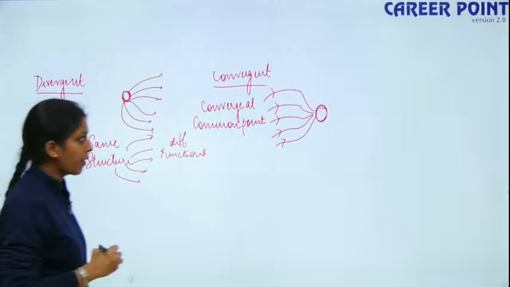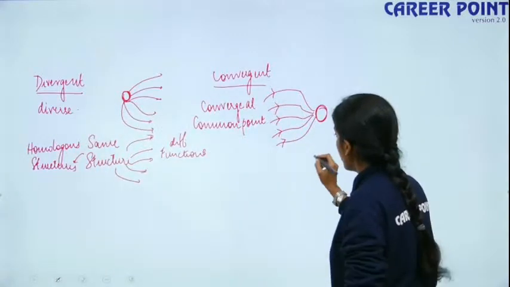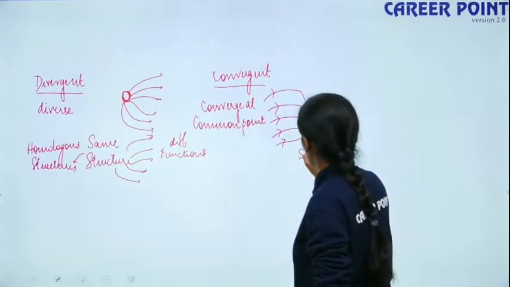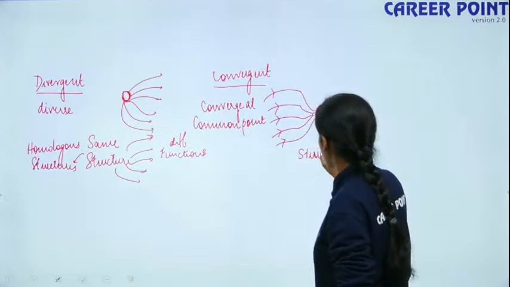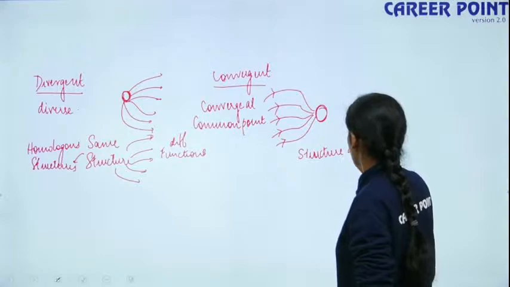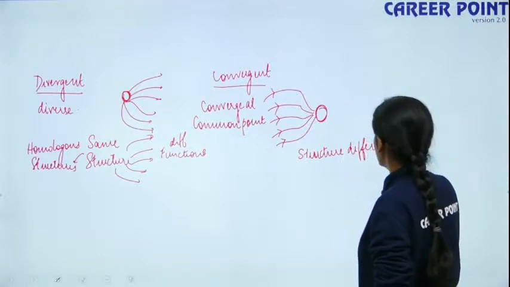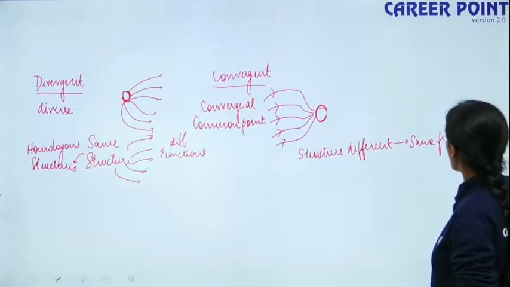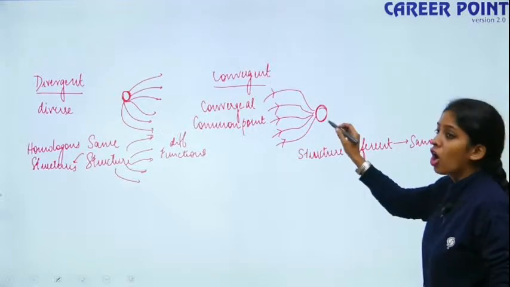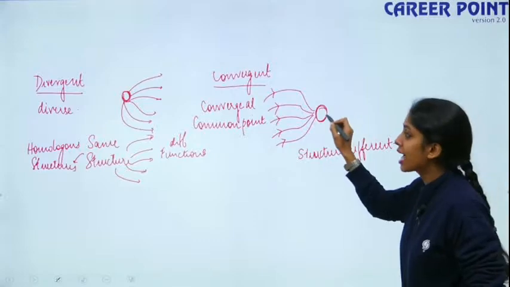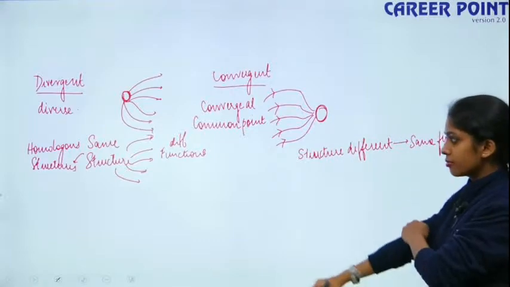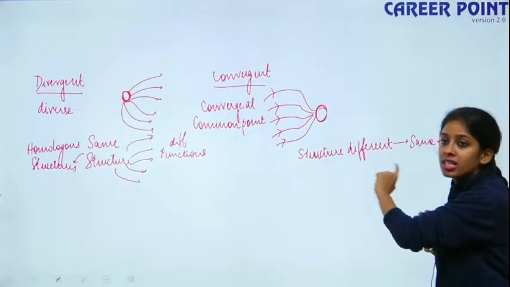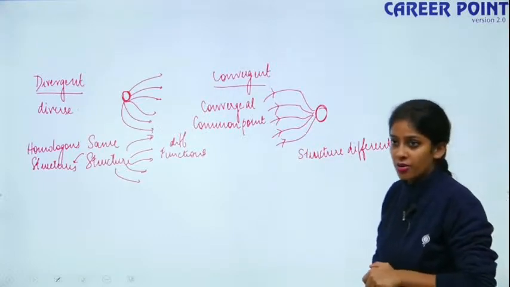Okay. So now here you have different structures, but they have the same function. So this is your convergent evolution. They all converge at a point of the same function. Okay, fine. So here the structure is homologous, here the function is homologous.